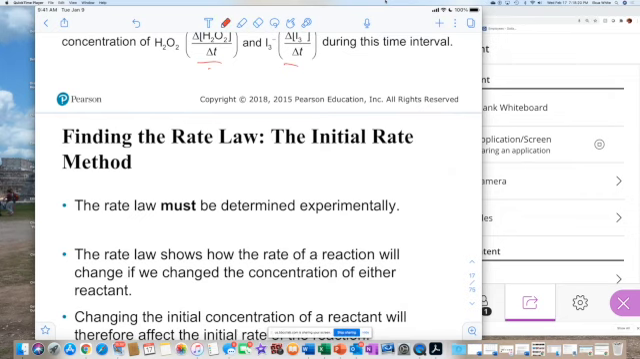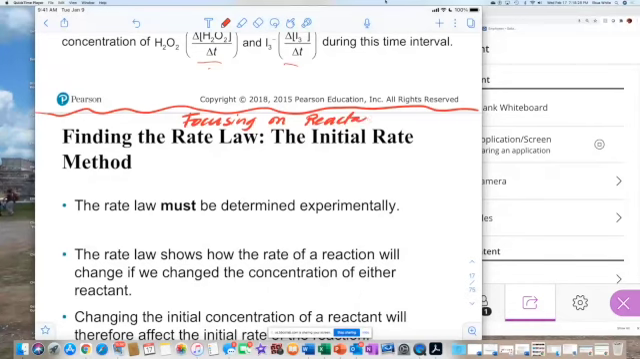Oh, by the way, I forgot to mention this. From here on, we are now focusing on reactants only. This shift has happened. We are focusing on reactants only from here on, okay?